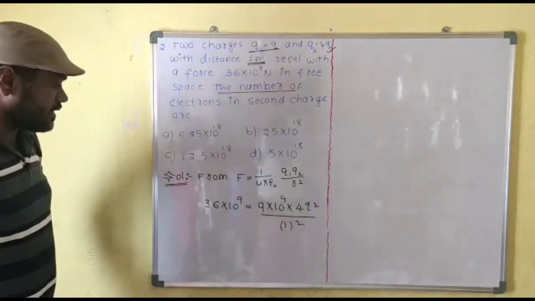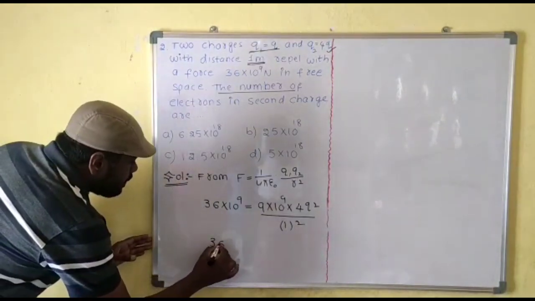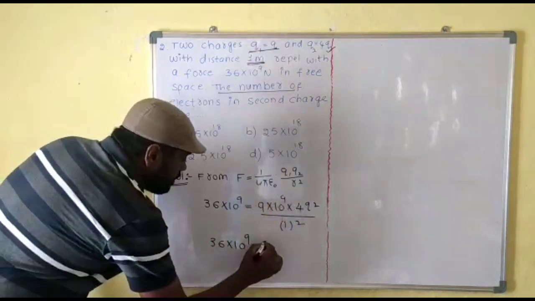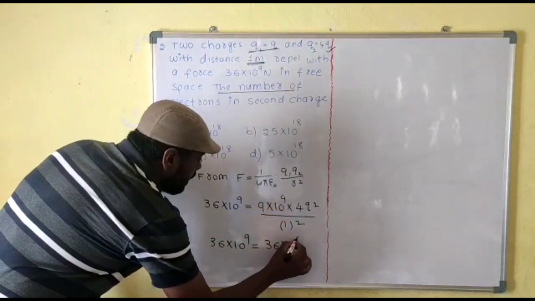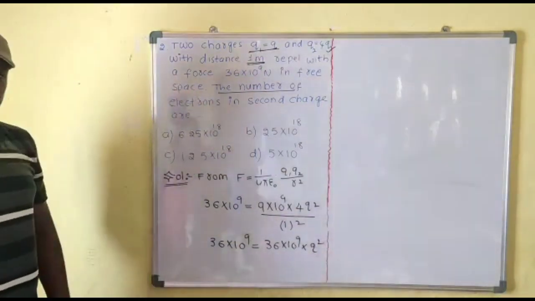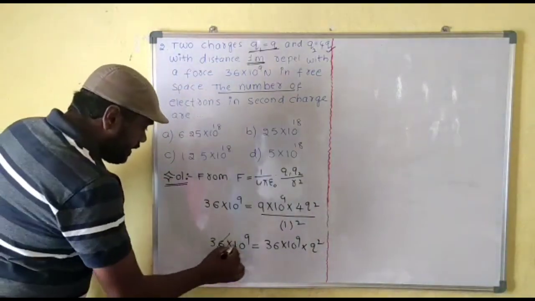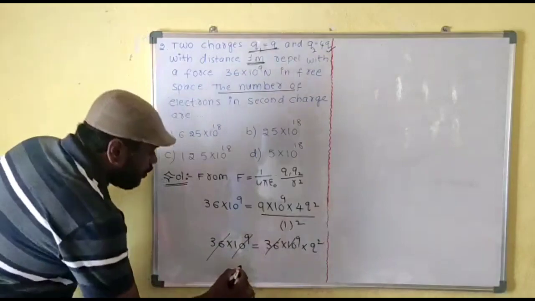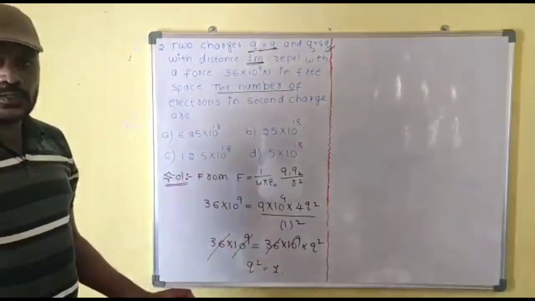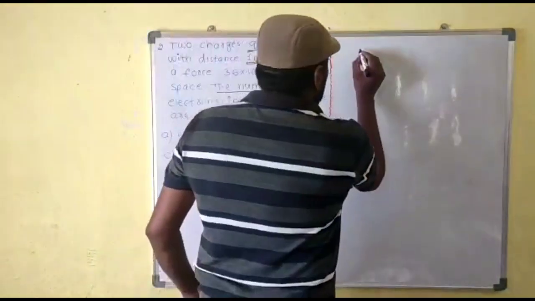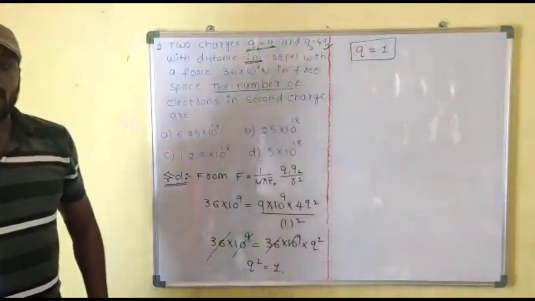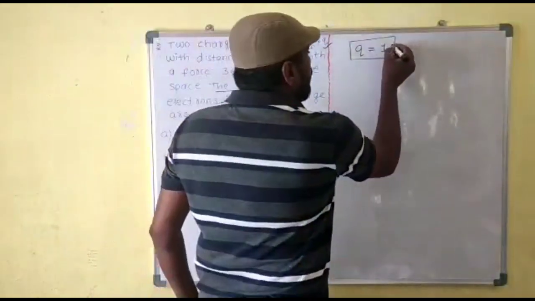If you simplify it, 36 into 10 power 9 is equal to 9 into 10 power 9 into 4 Q square. Here 9 fours are 36, and these are cancelled. Therefore you are getting Q square is equal to 1. Of course, Q is equal to plus or minus 1. You can take plus or minus 1, but I am taking Q is equal to 1. So Q is equal to 1 Coulomb, we got the answer.